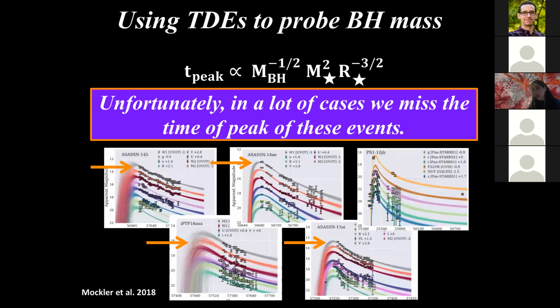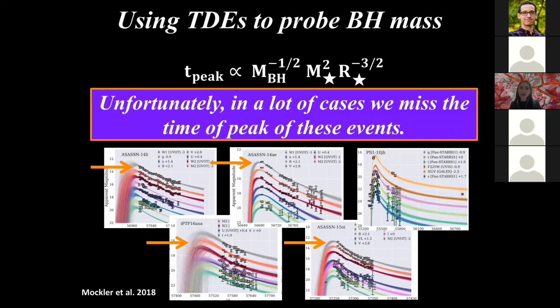And so as a consequence, if you can see the early time rise to peak and constrain that, you can get a really nice independent constraint on the black hole mass, independently of getting, say, a spectrum, which is usually how people do this. But unfortunately, it's not always that easy to do.